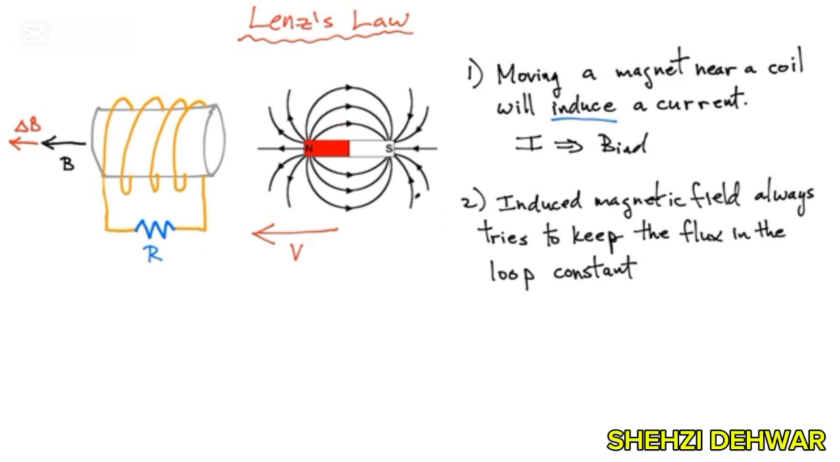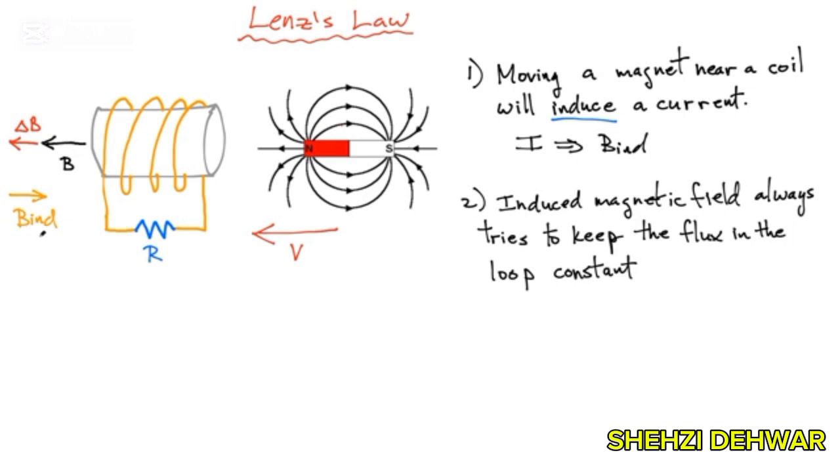Okay, so now let's look at point number two. Point number two says the induced magnetic field always tries to keep the flux in the loop constant. But I just showed you that I increased it when I moved the magnet closer to the loop. So how would I keep it constant? I would keep it constant if I induced a magnetic field that would oppose the delta B that I added when I pushed the magnet closer to the coils.